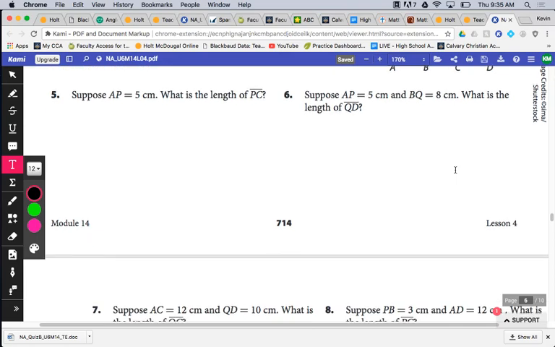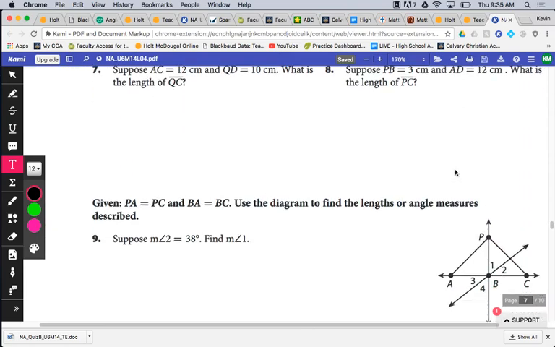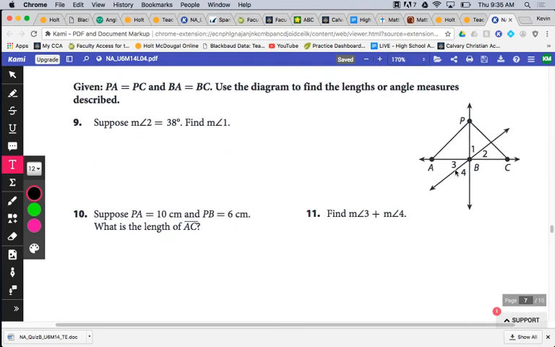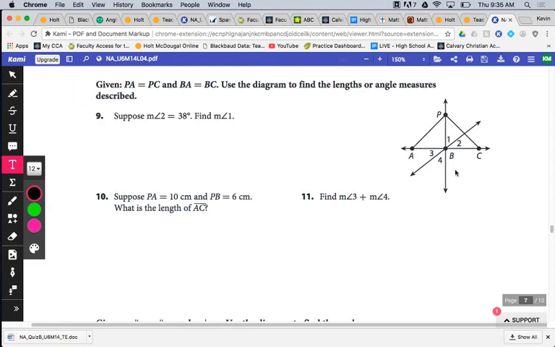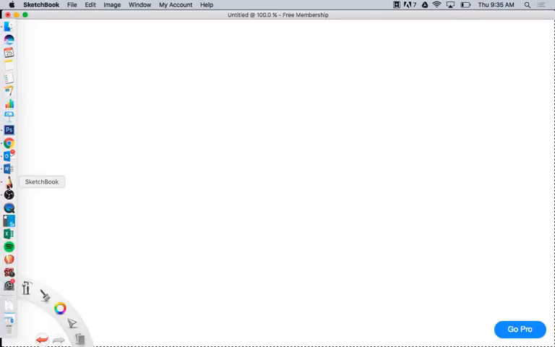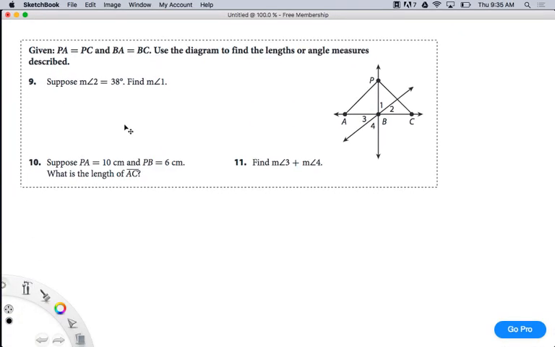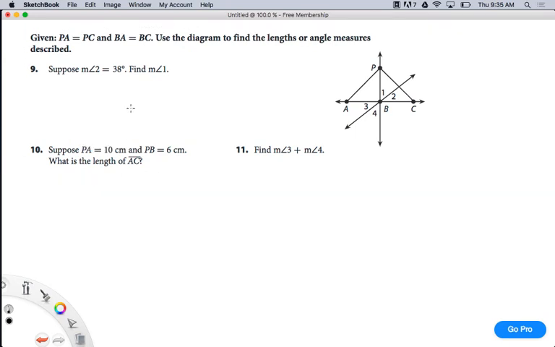The best way that I can prepare you for this one is to go through questions 9 through 11. In this case, we're given that line PB is the perpendicular bisector of line AC.